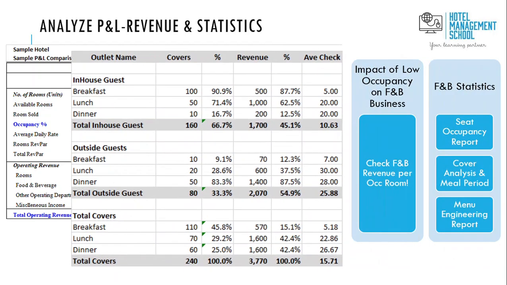An example of the cover analysis report is given here, so you can check the in-house guests for breakfast, lunch, dinner, and outside guests in terms of revenue and average check as well. Usually you can also look at food and beverage separately, but first we need to look at the total revenue. If there is some problem, then we go into the food and beverage separately. Once we identify the problem, then we can go back into the menu engineering report for that particular meal period to understand what is selling, what is not selling, or what the problems are in there.